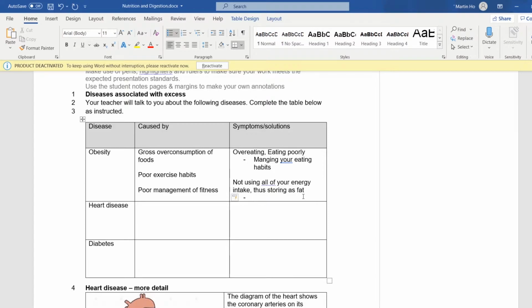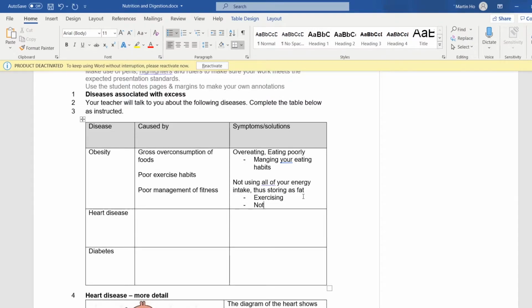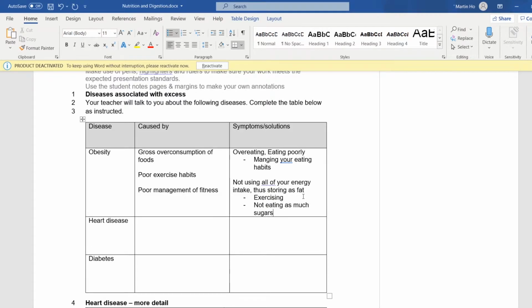Secondly, exercising will also help you burn off some of that excess energy intake, as well as not, again, eating as many sugars, so that your body will not have such a high amount of energy intake.